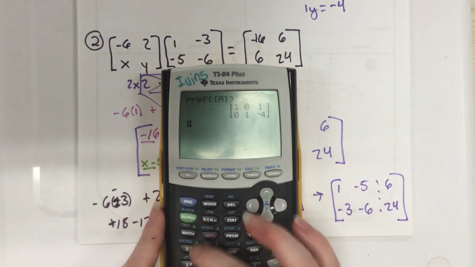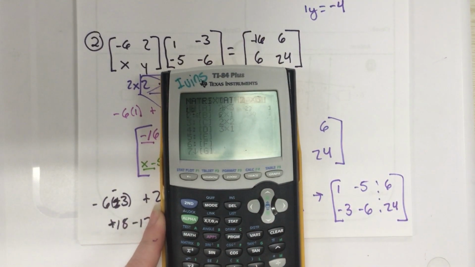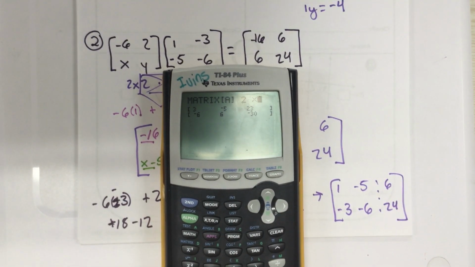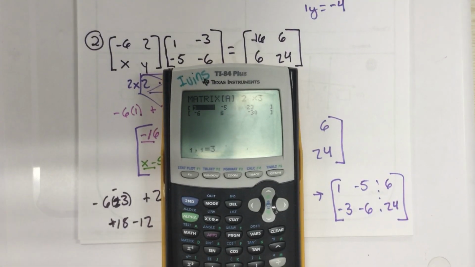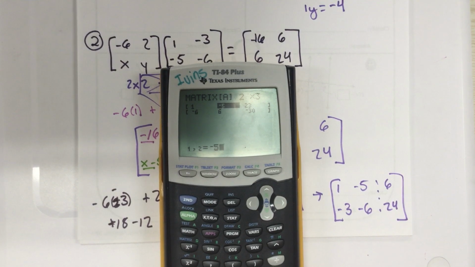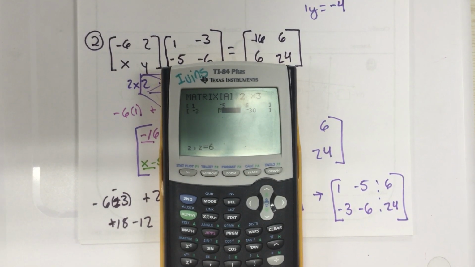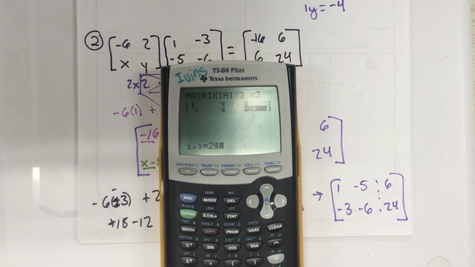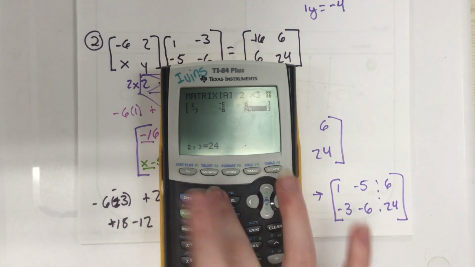So I'm going to go to second matrix. We're going to edit matrix A, and it's still a 2 by 3. Okay, so 2 enter, 3 enter. And now we're entering the elements. So 1 enter, negative 5, 6. Every time you type in a number, just hit enter, and it goes to the next spot in the matrix. Okay, so I've entered this matrix, and now I just want to do reduced row echelon form.